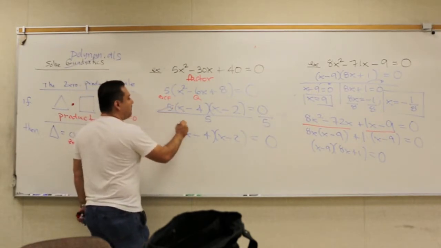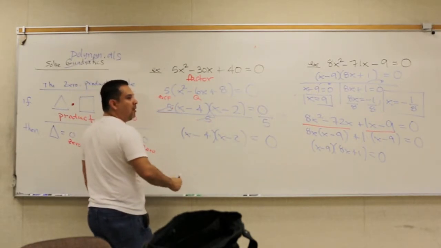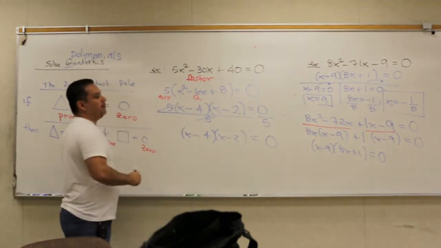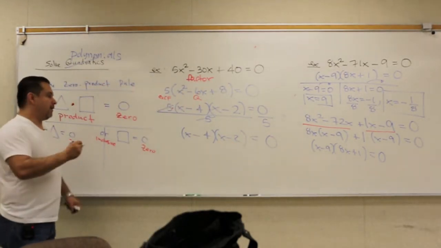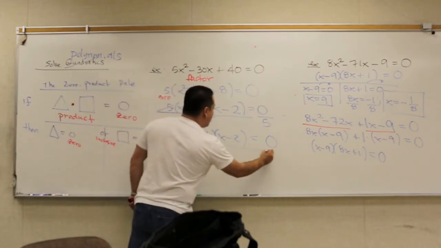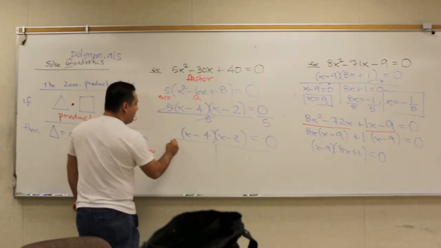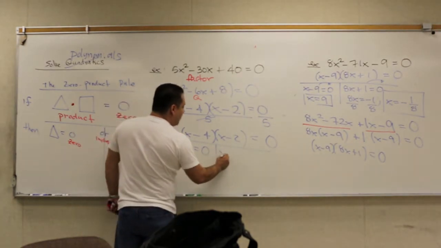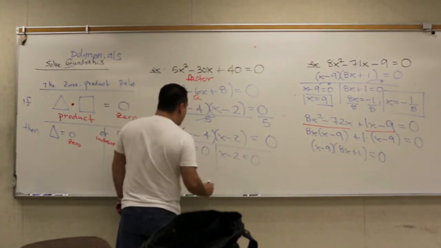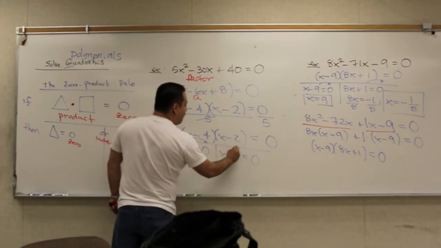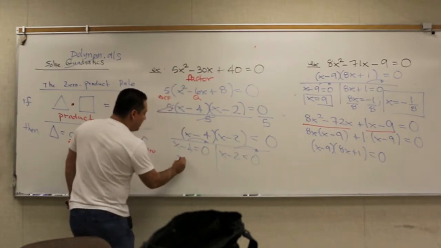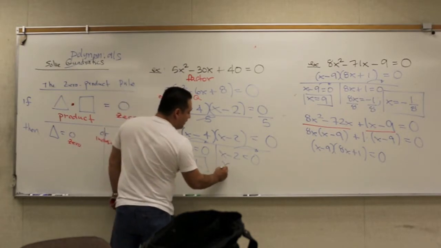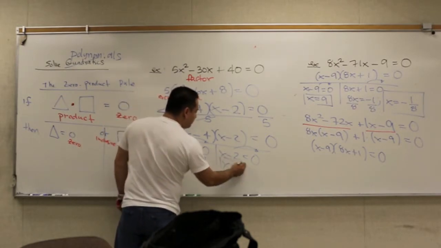Point being, my 5's what? Cancel. What's 0 divided by 5? 0. So you get this anyway. And then use your zero product rule. And you have what? x minus 4 is 0. You have x minus 2 is 0. Translate your 4. Translate your 2. I get x is 4. Now I get x is what? 2.